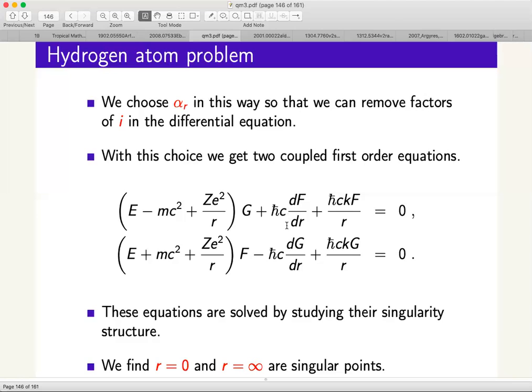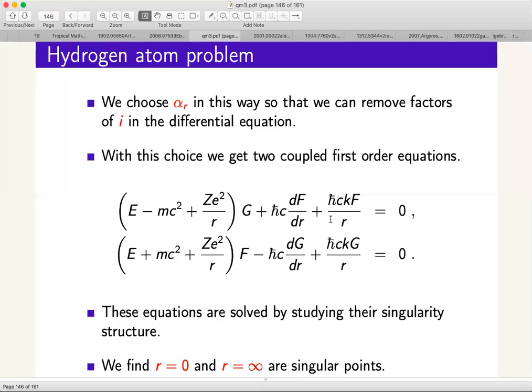Okay, that was equivalent to dividing the whole thing by h bar c, or redefining f to f tilde, which is h bar c times f, whatever you want to do. But once you do that, then you have this coefficient 1. Now you look at the remaining pieces. And then you find that as r goes to 0, the coefficient sitting in front of g diverges, and the coefficient sitting in front of f diverges.